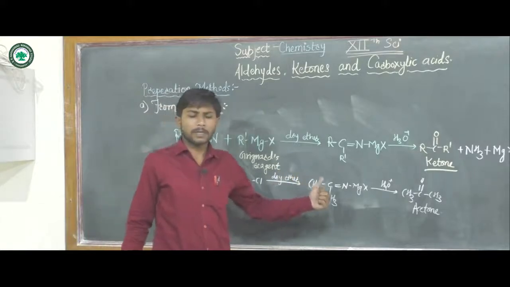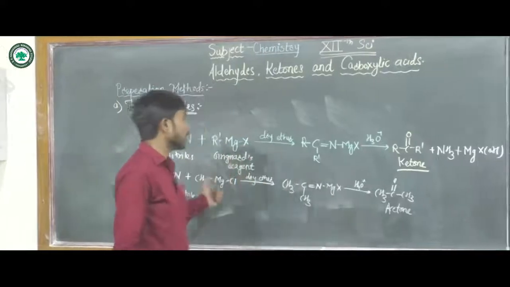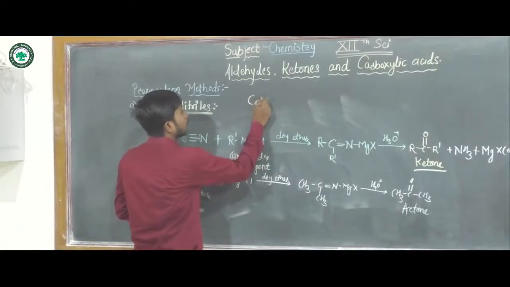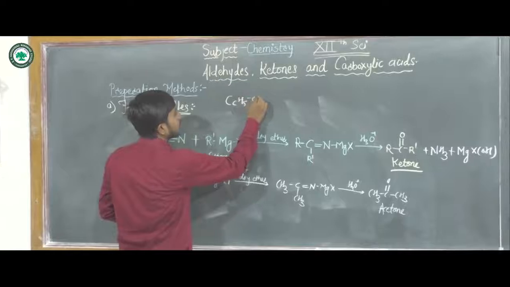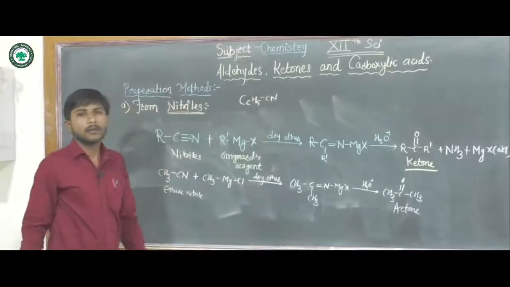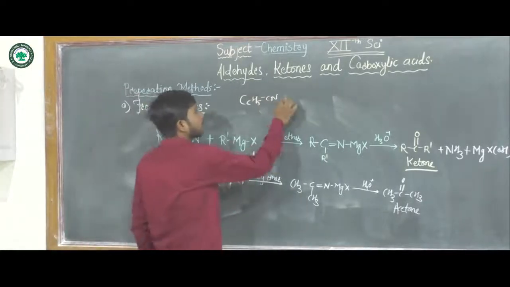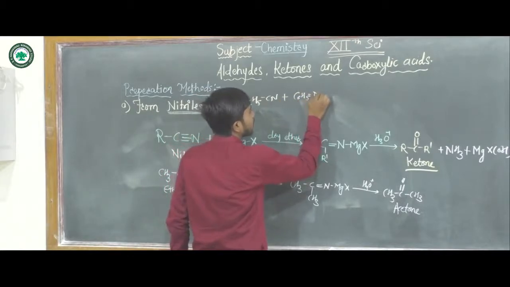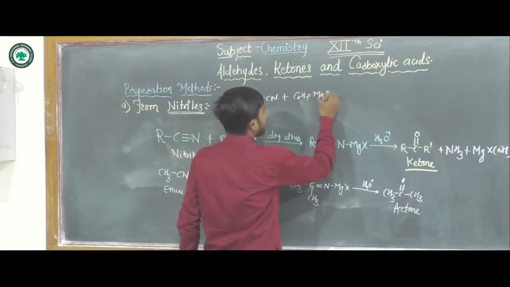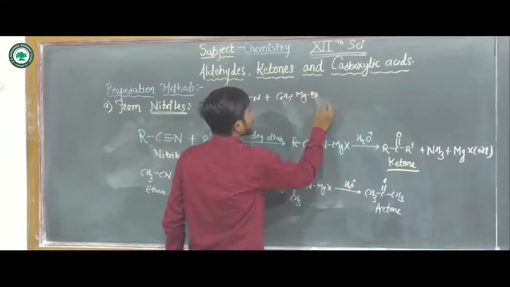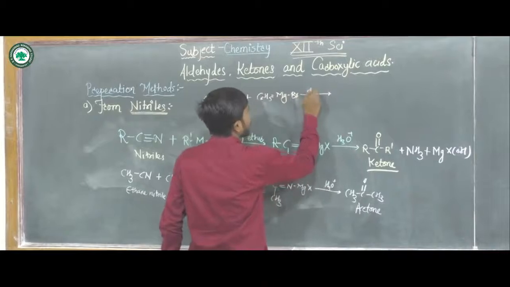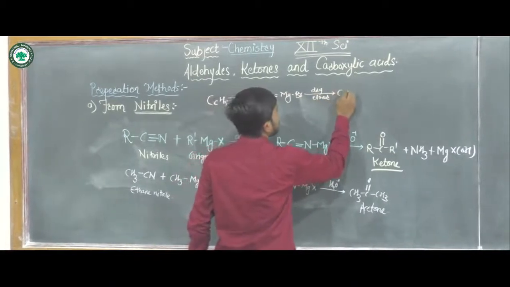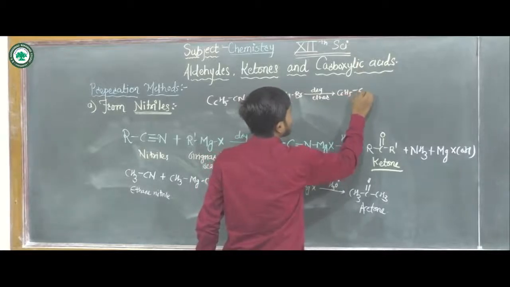Again we can prepare aromatic ketones also by this method. Look at the reaction for aromatic ketone: C6H5CN. What is this? Benzonitrile. This benzonitrile on reaction with Grignard's reagent, that is phenyl magnesium bromide, in the presence of dry ether as a solvent. These are the intermediate product.